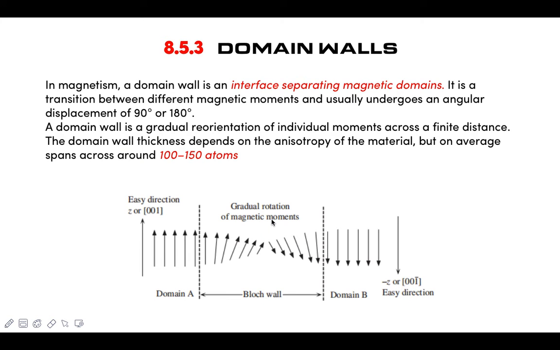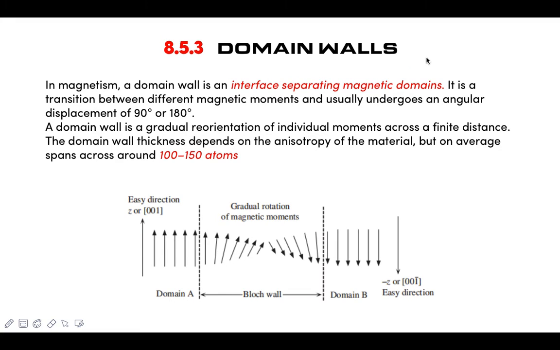Domain walls. In magnetism, a domain wall is an interface separating magnetic domains. So an interface separating magnetic domains means this is a domain, and this is another, which are different in size and orientation, and they are separated by this part, which is called the domain wall or a Bloch wall.